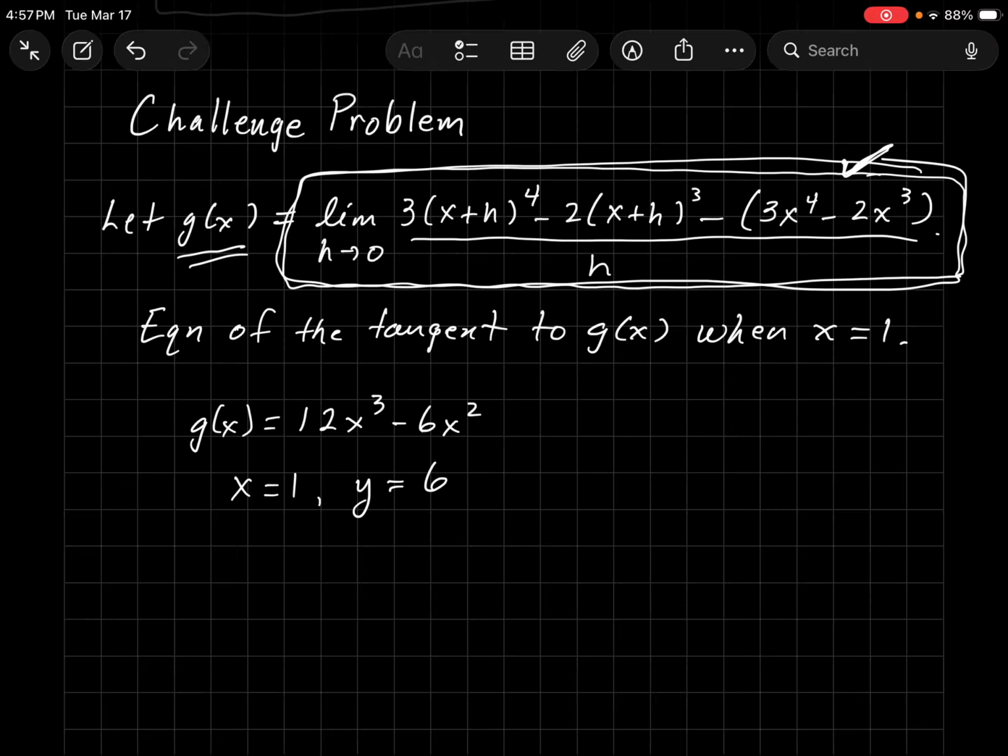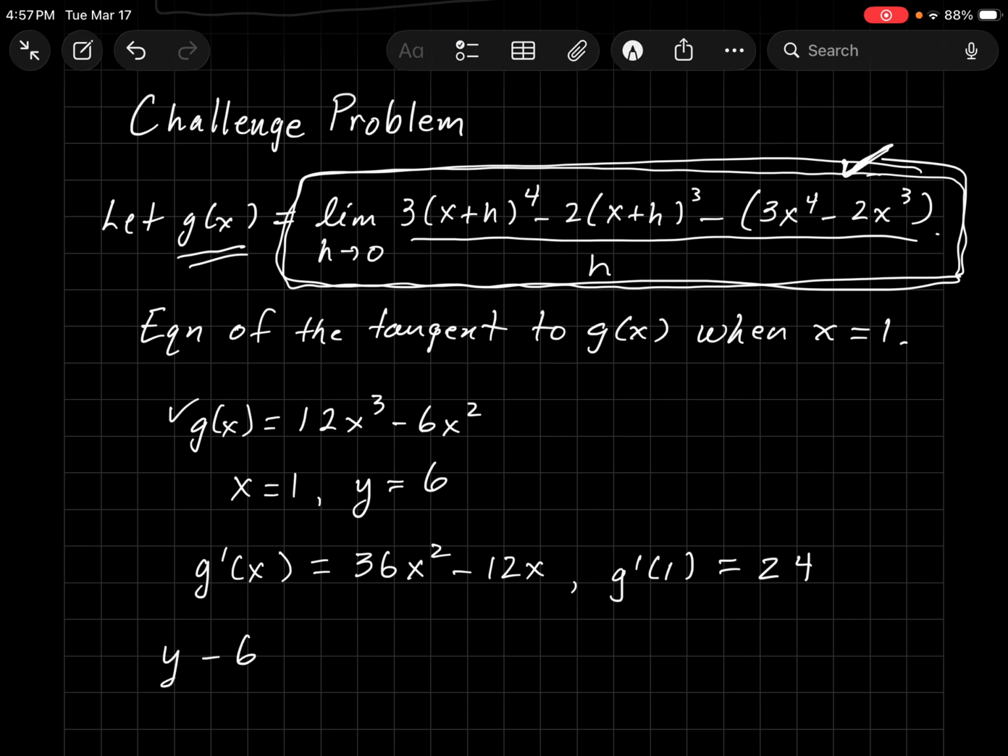And now we need our slope, which is g prime of x. So we take the derivative of this, giving us 36x squared minus 12x. And then g prime at 1 is 36 minus 12, or 24. Then we can write the equation of the tangent line. Y minus the y value equals the slope times x minus the x value.